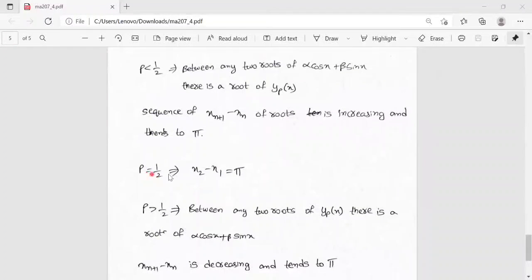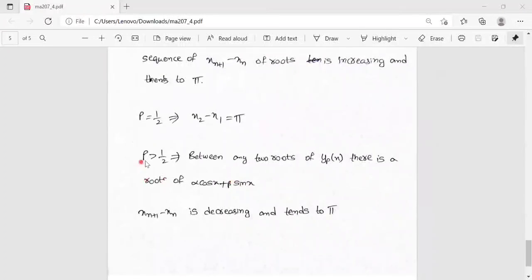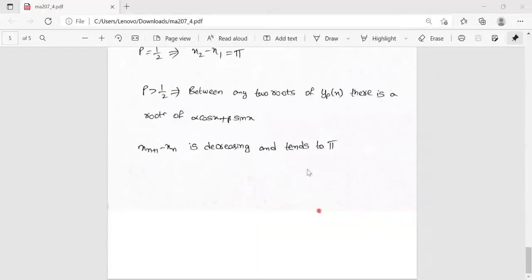For p equal to 1 by 2, we have the difference between the roots as pi, and for p greater than 1 by 2, between any two roots of y, there is a root of this alpha cos x plus beta sin x, and the difference between the two roots is decreasing and tends to pi. That's it. Let's stop.